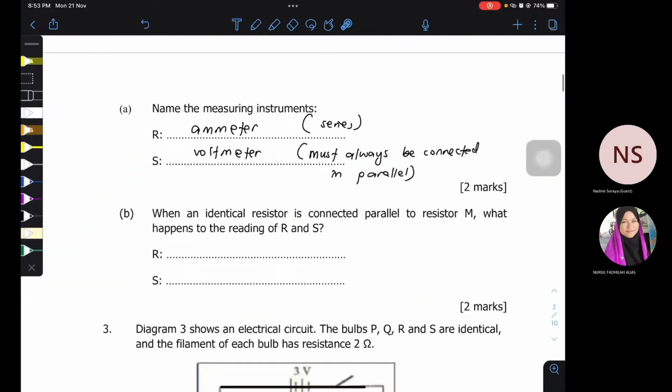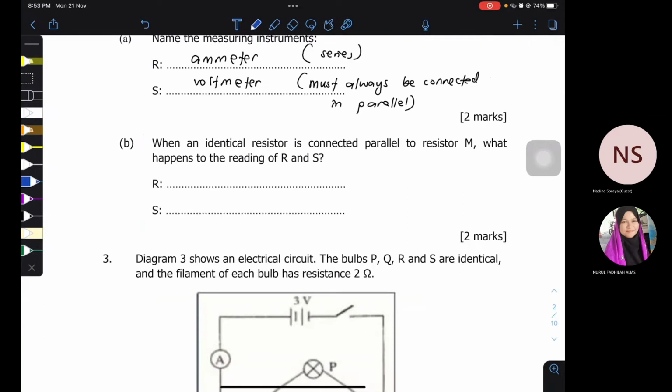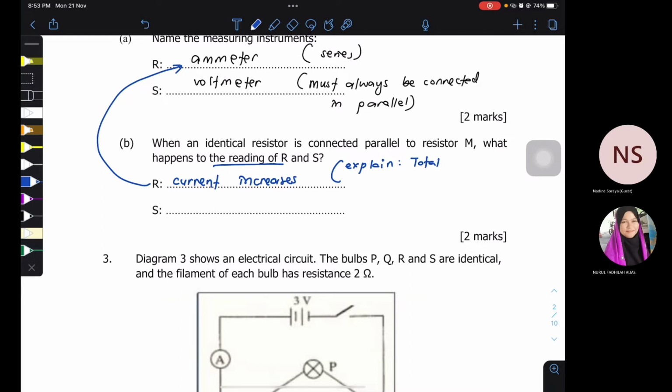Okay, so the answer is, the current reading of R. What was R? R was the ammeter. So we say the current increases. Why does the current increase? This is the explanation. We want to explain that the total effective resistance is reduced when we put resistors in parallel, many of them in parallel.